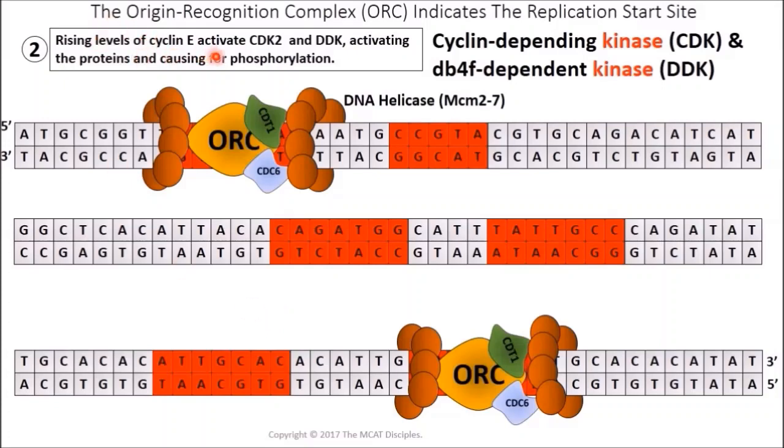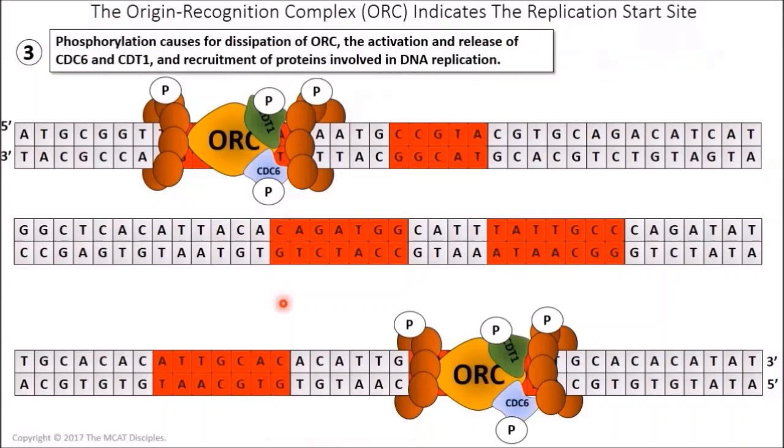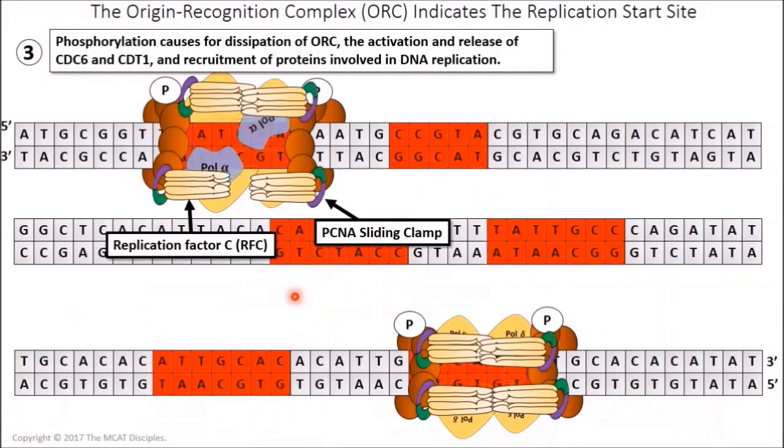So rising levels of cyclin E activate CDK2 and DDK, activating the protein and causing phosphorylation. All right, again, I just told you the control of the cell cycle is via these CDKs. Let's not really go with DDK. Ignore DDK. CDK, cyclin-dependent kinase. They'll phosphorylate these proteins, and that'll cause the activation of these proteins. That'll dissipate the origin recognition complex and cause the activation and release of CDC6 and CDT1 and the recruitment of proteins involved in DNA replication. So watch this, quick. Just that phosphorylation event is causing all the subsequent things to occur.